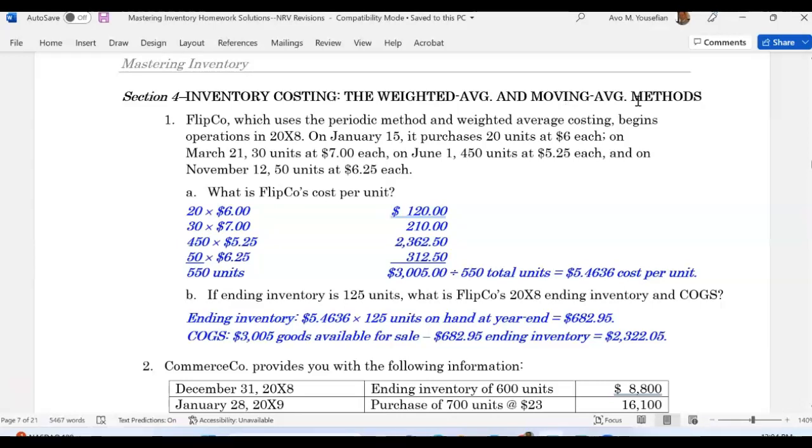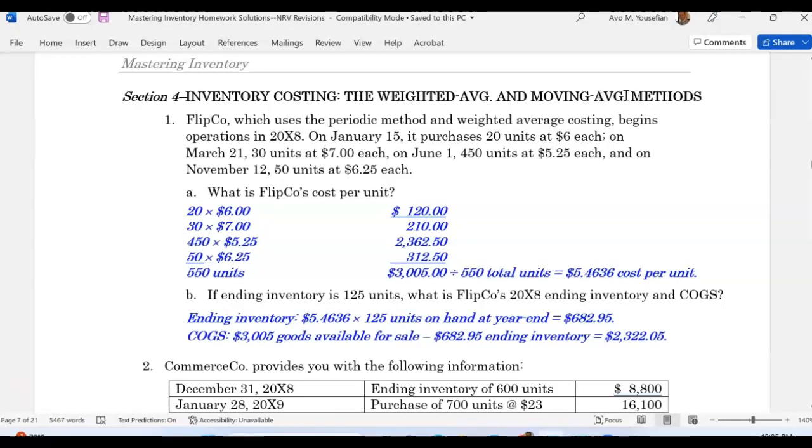Weighted average means you are using periodic method, and under periodic method you know how many units you have, you know what is the cost of it. So at the end of the year you divide the cost by number of units that you have, and you get a weighted average cost of each unit of merchandise you have.